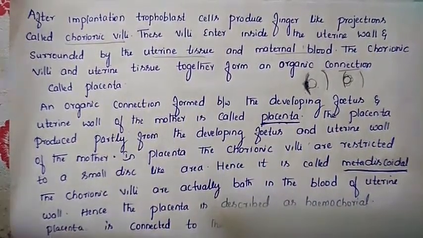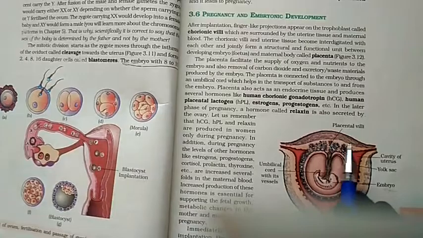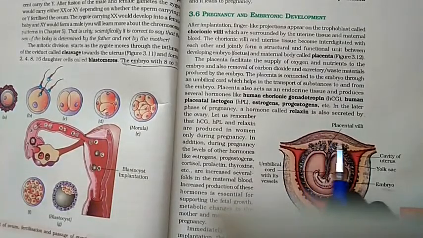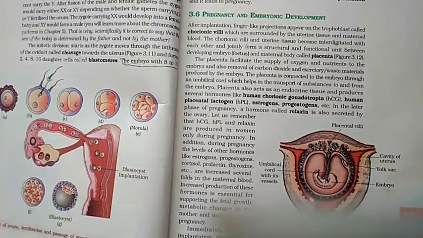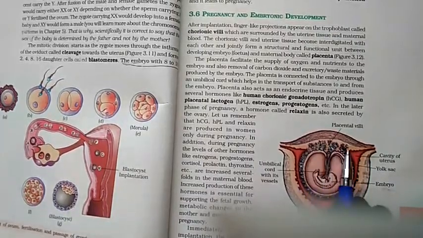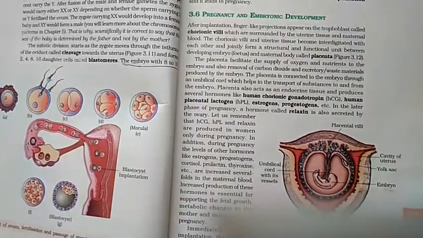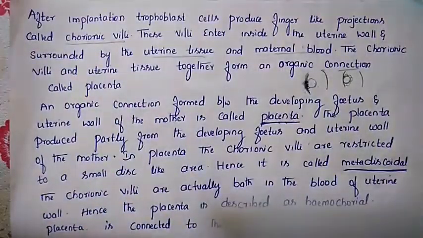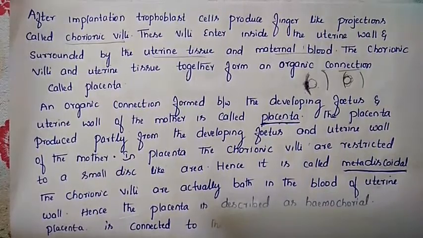So in the placenta, the chorionic villi are restricted only to a small area. They do not cover the whole uterus. That's why we are calling it metadiscoidal.